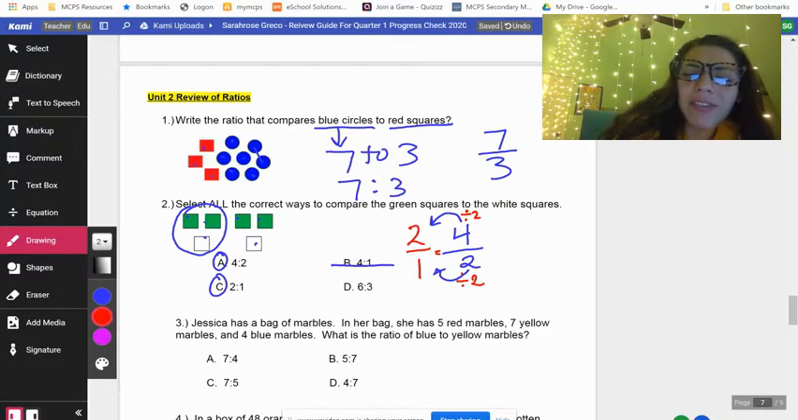Now, how would I get to 6 to 3? Let me pick a different color. Now I'm going to build it back up and say, what could I multiply 2 by to get to 6 to make this true? And I would say 2 times 3 is 6. So whatever I do to the top, I got to do the bottom. And 1 times 3 is 3. And so that's why D also works.